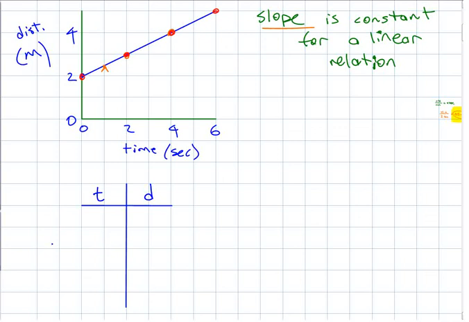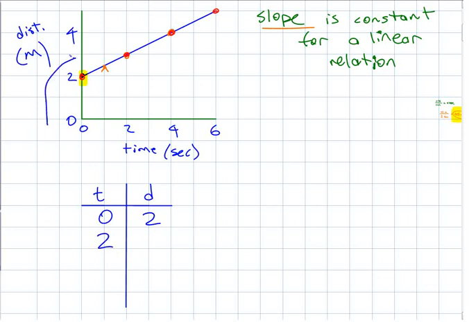If I'm going to put values in my table here, can I just put 0, 0? Does every relationship have 0, 0 as part of it? Does this relation have 0, 0 as part of it? It doesn't, right? What was the distance at 0? 2, right? So we got a 2 here. What was it at 2 here? What was the distance?